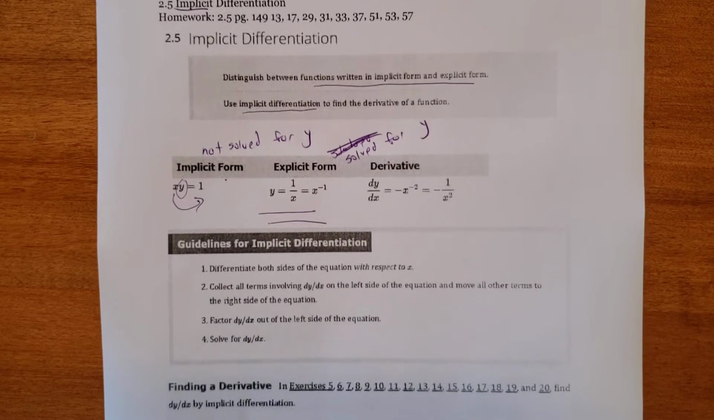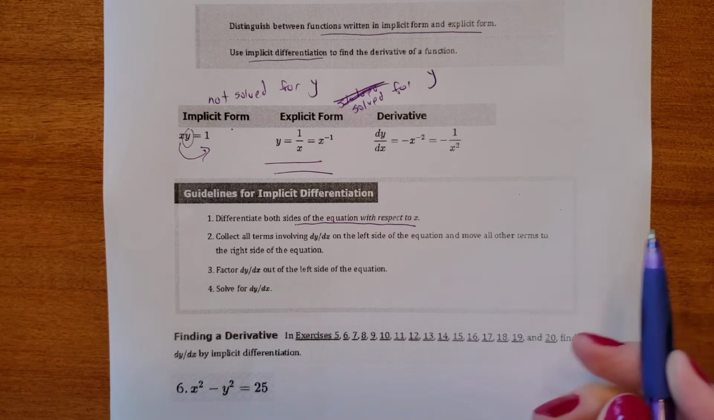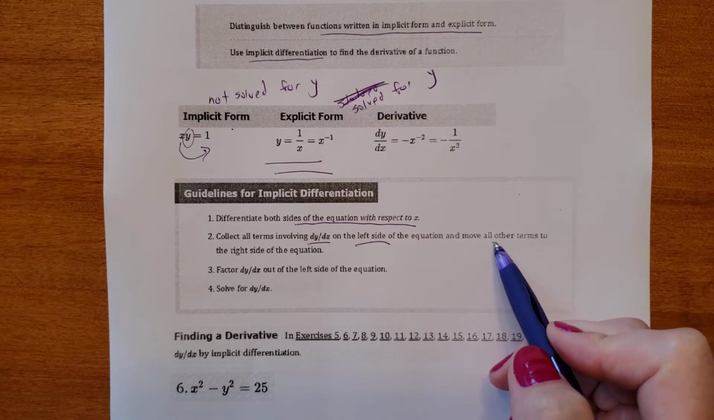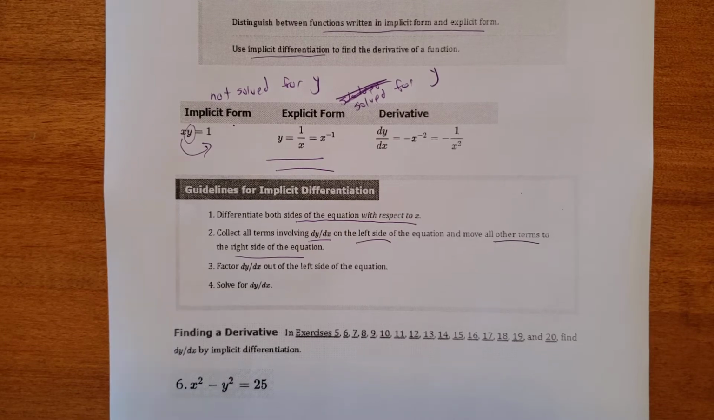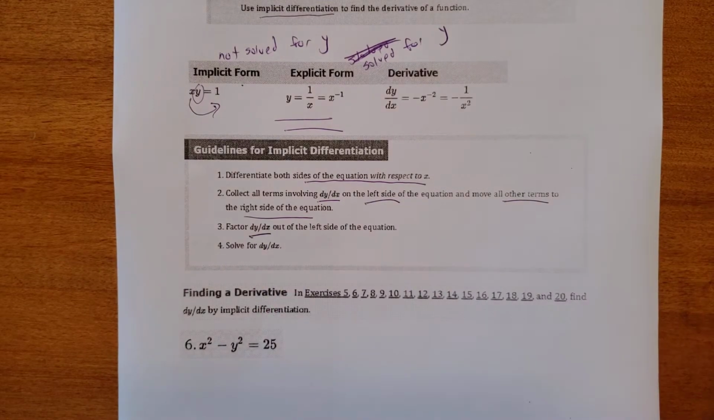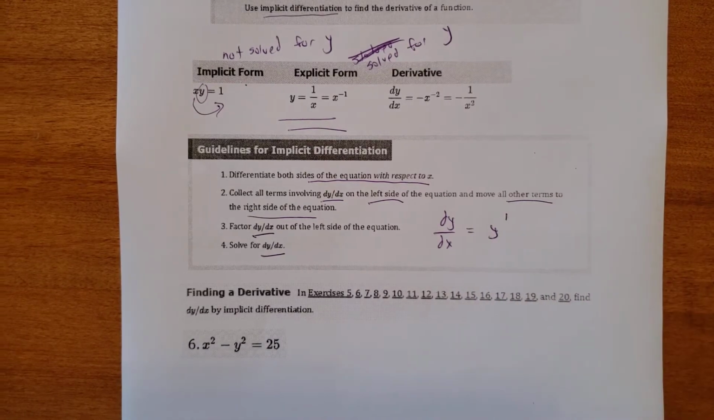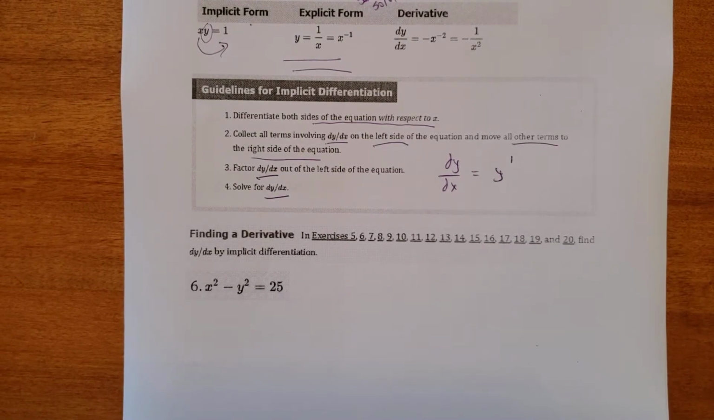All right, so the guidelines for doing implicit differentiation: you differentiate both sides with respect to x, collect all the terms involving dy over dx on the left side, and move all the other terms to the right side. So just pick a side, move all the ones with the y prime or the dy over dx to one side, and move everything else to the other side. Then you factor out dy over dx on the left side and solve for it. Again, dy over dx, I like to just do y prime. It goes quicker that way instead of writing all that over and over again. But I think I'll do the first one here with that dy over dx for you to think about it.